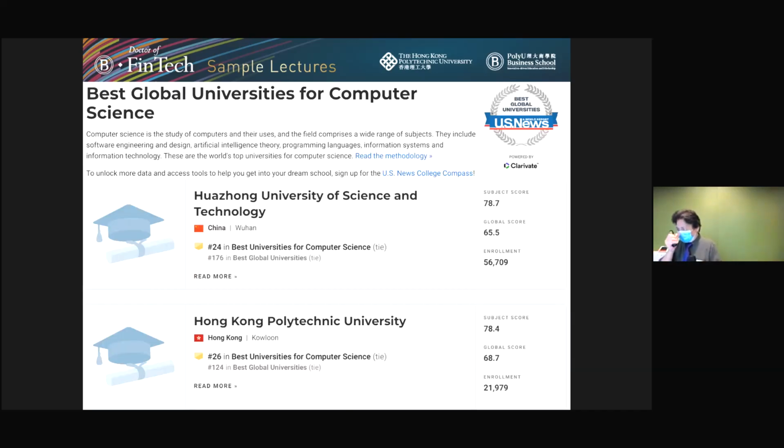The other part is from US News, a very recent ranking, in different areas. In this case, they rank computer science. Again, for the whole world, PolyU ranked number 26 in computer science. Guess what's the number 1 all over the world, according to US News? Any wild guess? Surprisingly, it's not MIT. MIT seems to be number 3. Number 1 is Tsinghua. Number 2 is Stanford. Number 3 is MIT.